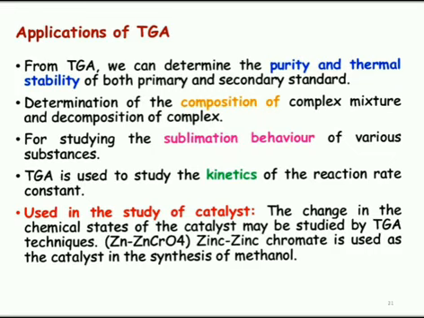Sublimation behavior of a substance is studied by using thermogravimetric analysis, and TGA is also used to study the kinetics of reactions and the rate constant of the reaction, and it is used in the study of catalysts. For example, the change in the chemical states of a catalyst may be studied by thermogravimetric techniques, for example zinc and zinc chromate. Zinc and zinc chromate is used as the catalyst in the synthesis of methanol.